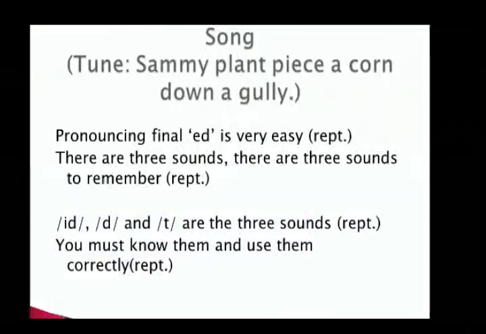Now, boys and girls, I want for you to get your musical instruments in hand because we are going to be singing a song. Now, this song is to the tune, Sammy plant piece of corn down a gully. You know that tune? Yes, let us do it now.